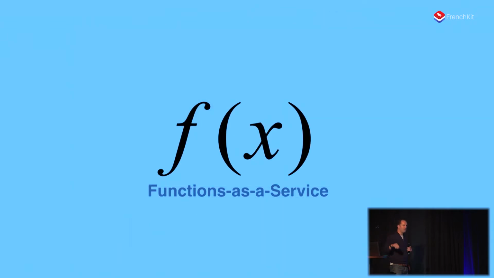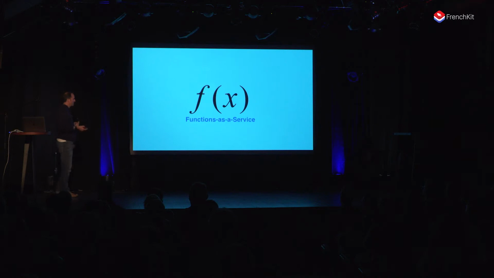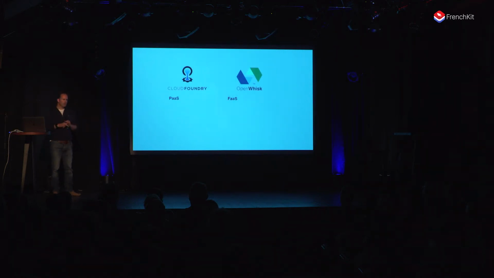Following that as a service model, serverless is called functions as a service. So what's the difference between platform as a service and functions as a service? When you're doing platform as a service, you're building a backend and deploying it into a cloud, and functions as a service is first the programming model.